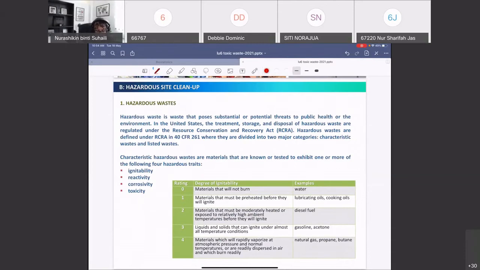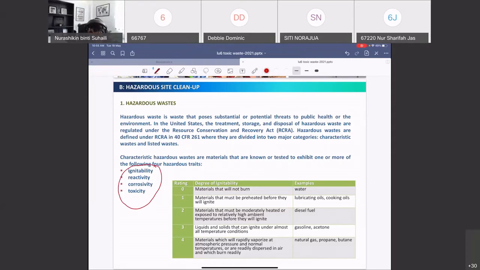I just go through here. Hazardous waste are materials that are known, or tested to exhibit one of the four hazardous traits: ignitability, reactivity, corrosivity, or toxicity. Okay, so those are the traits that define the waste as hazardous.